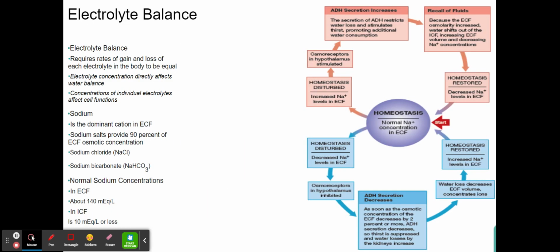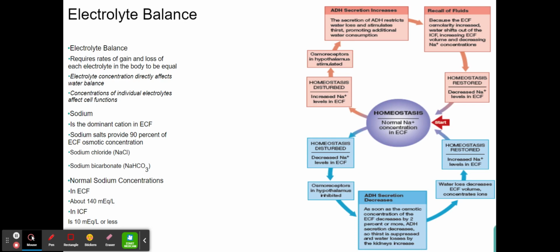So you're in electrolyte balance when gains and losses are equal for each electrolyte in your body. Electrolyte balance is important because total electrolyte concentrations directly affect water balance, as previously described, and the concentrations of individual electrolytes can affect cell functions. We saw many examples in earlier modules, including the effect of abnormal sodium concentrations on neuron activity and the effects of high or low calcium and potassium concentrations on cardiac muscle tissue.